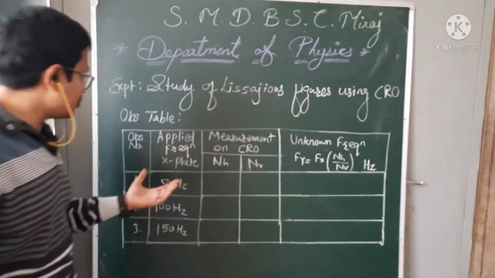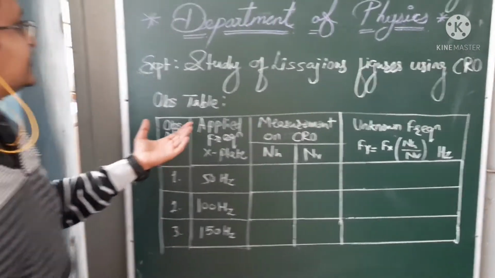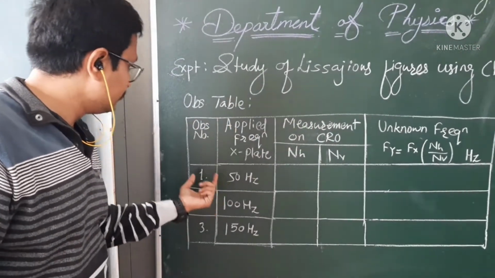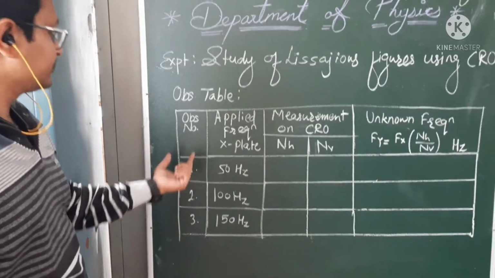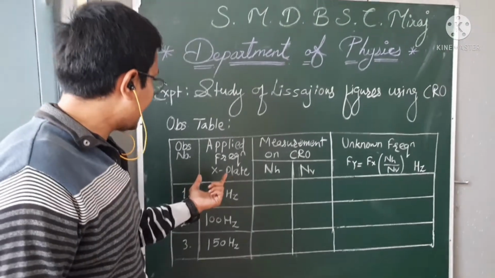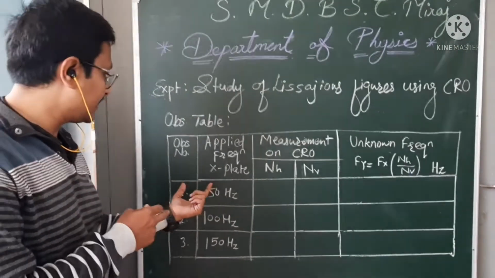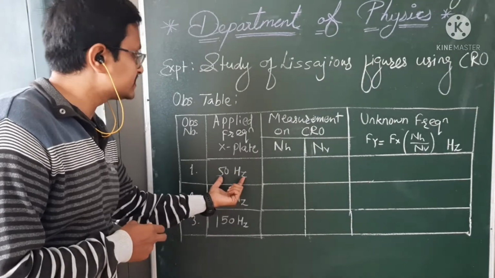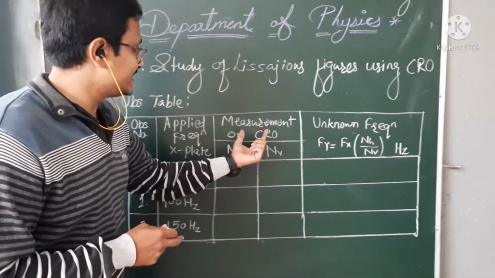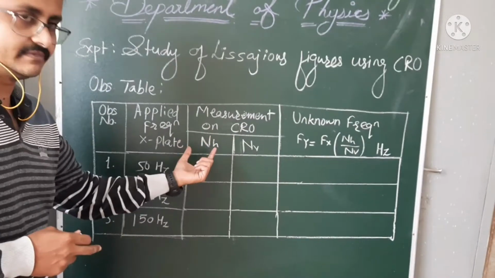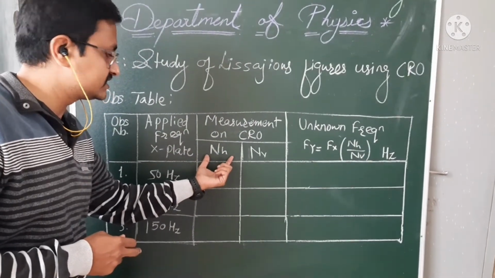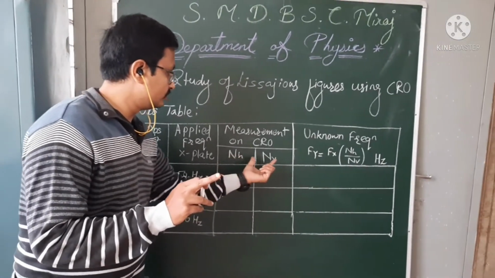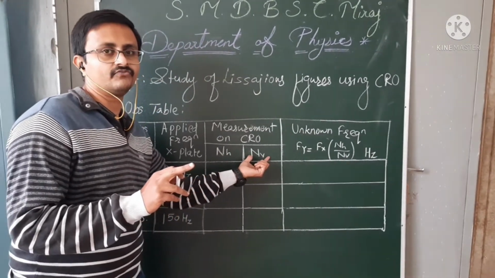Okay, this is the observation table for the study of Lissajous figure using CRO. In the first column we have observation number, and in the second column we have applied frequency, that is we have applied 50 hertz to the X plate. And here are the CRO measurements. NH is the number of horizontal loops. And NV is the number of vertical loops.